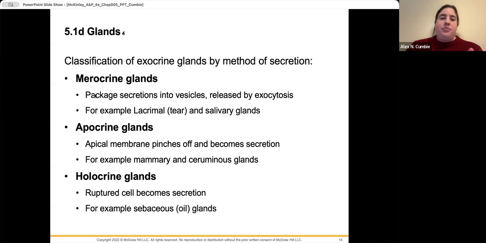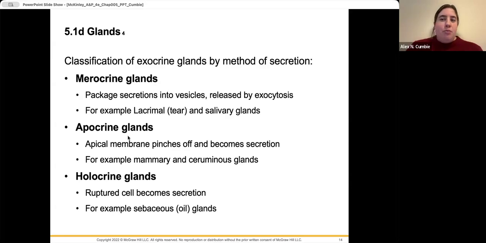So for merocrine glands, they have secretions that are packaged into vesicles. We've talked about vesicles. Vesicles are kind of vehicles that surround a substance. We learned that for endocytosis and exocytosis. We also learned that for the Golgi apparatus. But these vesicles are released from the gland tissue via exocytosis, right? So all that's being produced is the secretion in this gland, and then it comes out on the surface. We see this with lacrimal or tear glands, okay, and salivary glands.